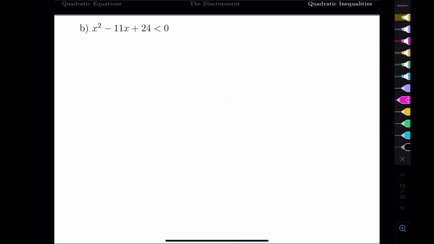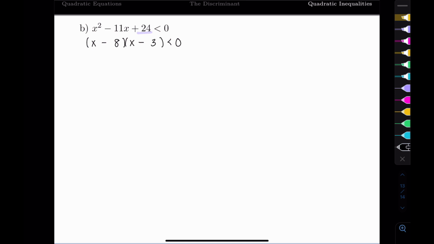Okay. So let's try one more, and this one I'll do a little bit of a shortcut with. We don't necessarily have to solve the equation. We just need to factor it to find those important numbers. So here we go ahead and factor. We need an x and an x. To get to 24, we can do 8 and 3. And then since it's positive, that means they have to have the same sign.